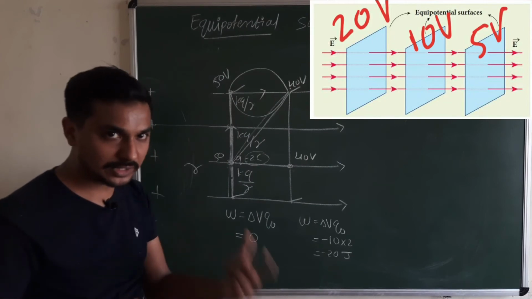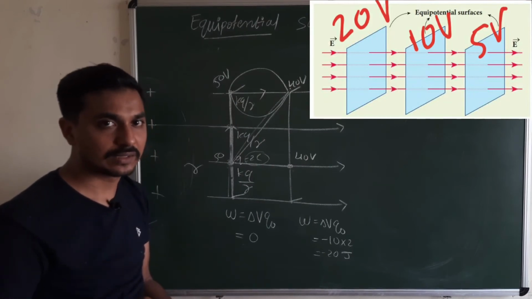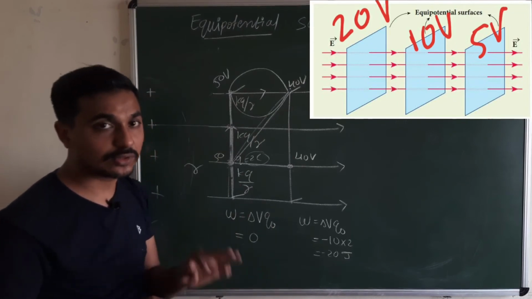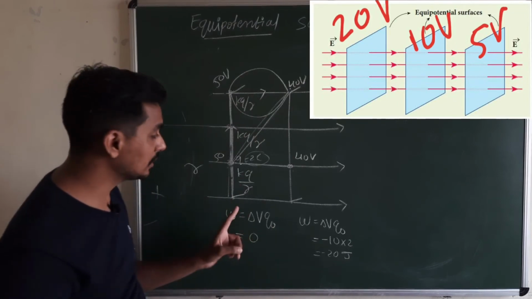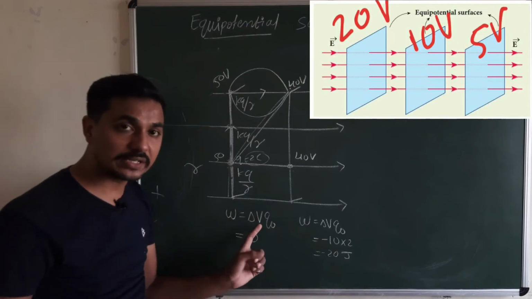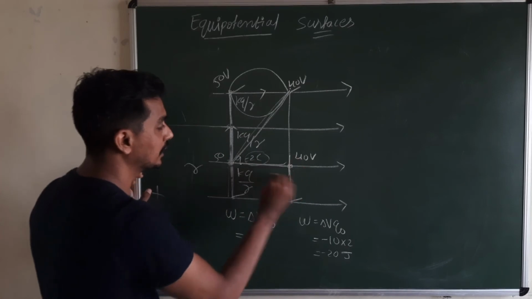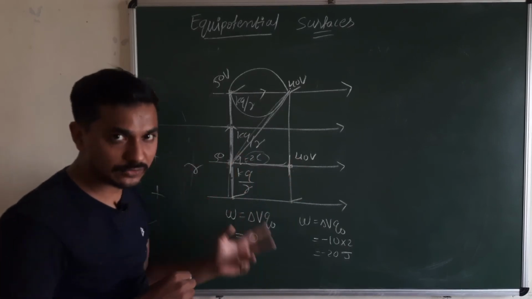So after a few minutes we are going to solve some numericals related to this, so don't get confused, right? Here the work done is equal to potential difference into charge. Don't see the path, just see the potential difference between the two surfaces.